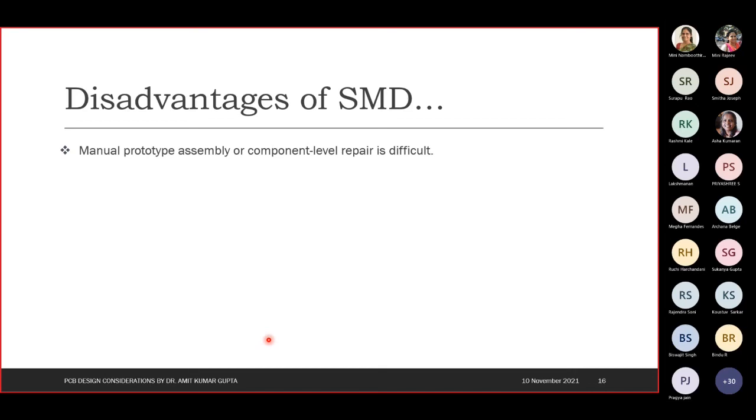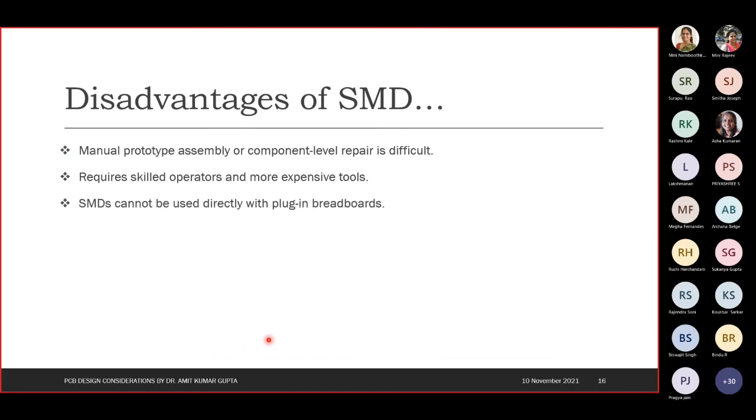Manual prototype or assembly or component level repair is difficult, requires skilled operators and more expensive tools. SMDs cannot be used directly with plug-in breadboards, right? If somebody wants to just check on the breadboard how this circuit works, that is very difficult with SMD. Then SMT is relatively less suitable for high power or high voltage parts.